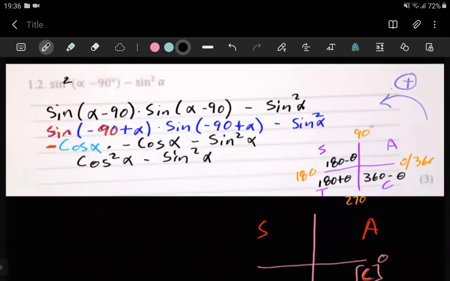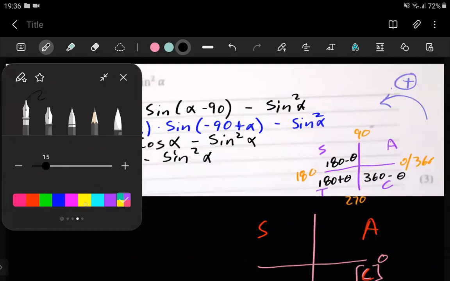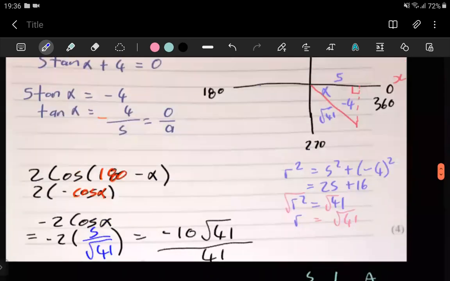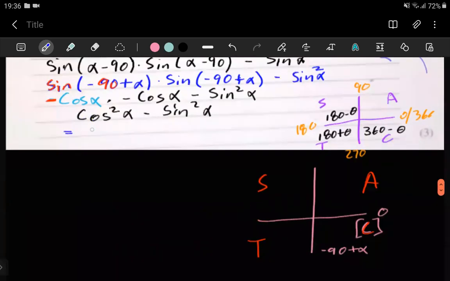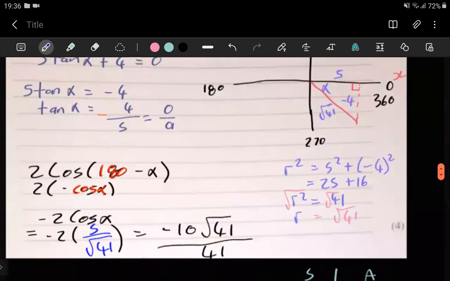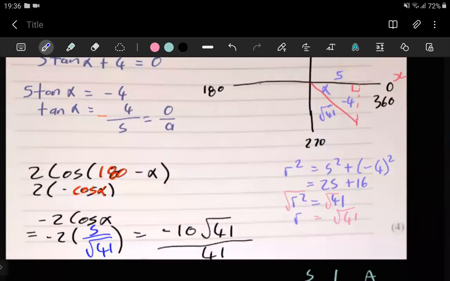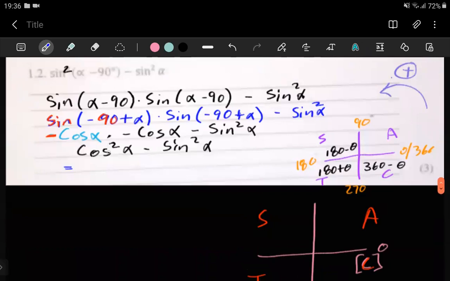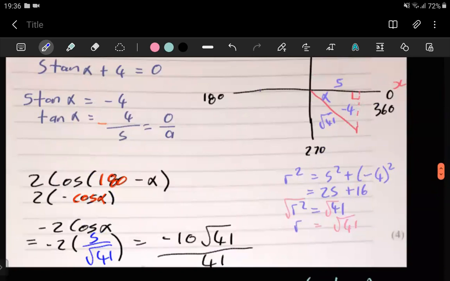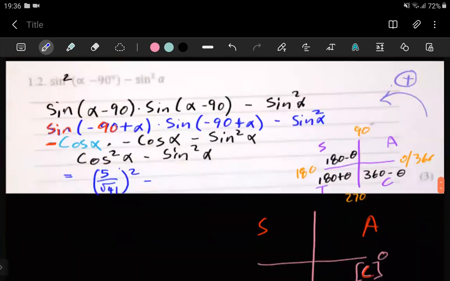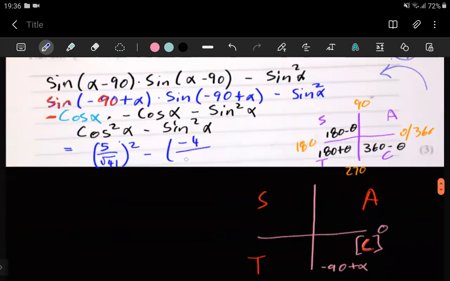So with this question also, before we even worry about doing anything here, we wanted to break it down as best as we can. Because the moment we've broken it down, our right angle triangle is useful again. Because here we just need a value for cos alpha. Cos alpha is adjacent over hypotenuse, right? So let's put here adjacent over hypotenuse. This whole thing is squared. And then here sine alpha is opposite over hypotenuse, which is -4 over square root of 41.